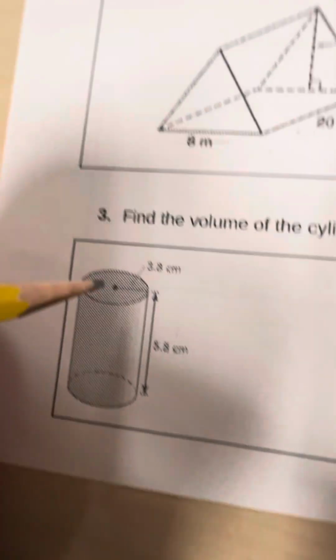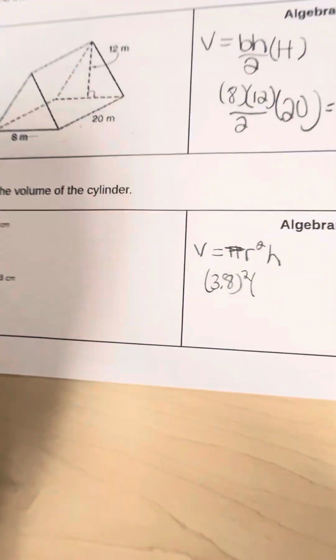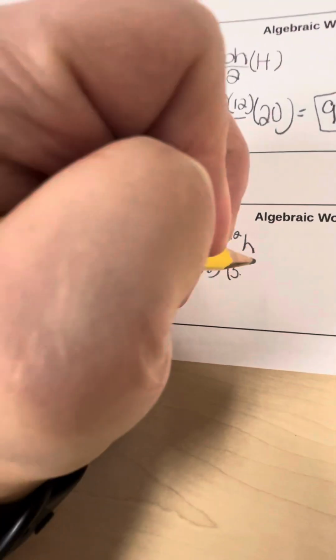So 3.8, and then make sure this is centimeters. And then we're going to do squared. And then I'm going to do the height next, which is 5.8. Now, the order doesn't really make a difference which way you do this. And then I hit the pi button at the end.